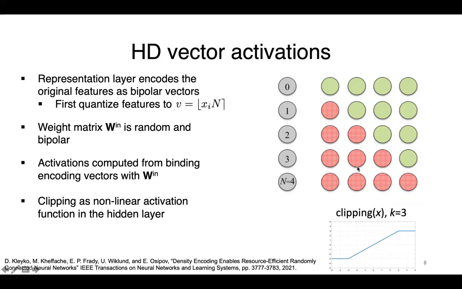So after the encoding process is complete, the network fixes connections to the hidden layer using a weight matrix Wn that is random and bipolar. The network computes activations in the hidden layer by binding the encoding vectors with the bipolar vectors comprising Wn, in our case with the Hadamard product. And these activations are used as inputs to the clipping function, which serves as our nonlinear activation function. And you can see exactly what the clipping function does on the bottom right, where it basically just clips the magnitude of each of the activation values.